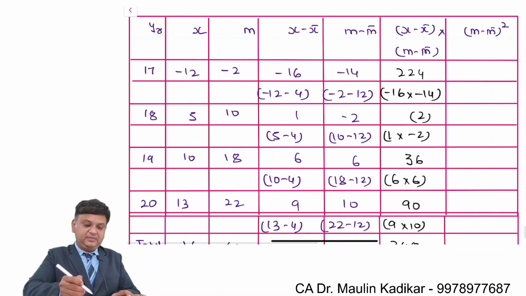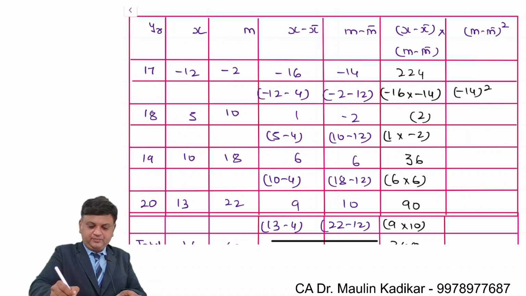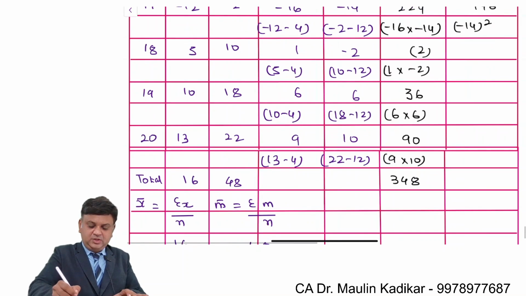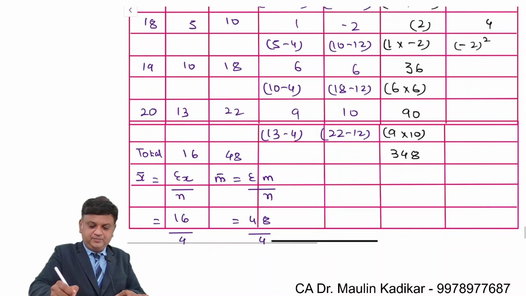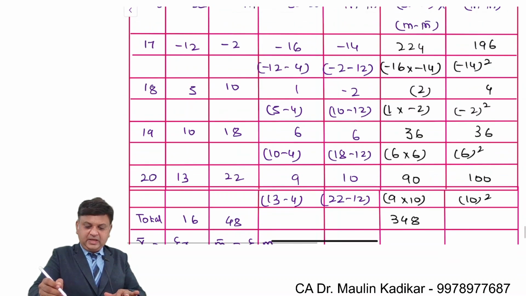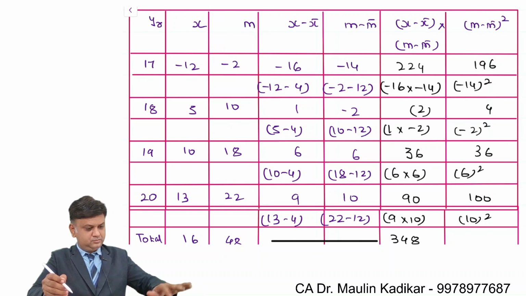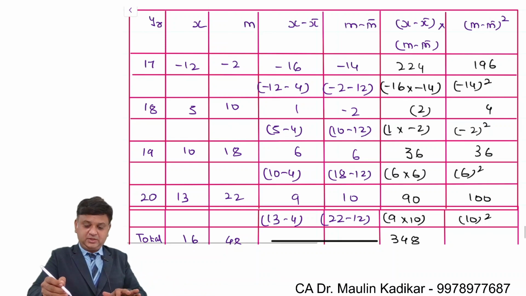Next is m minus m bar whole square. In that case, square of negative 14, that is 196. Square of negative 2, that comes to positive 4. Square of 6, 36. Square of 10, 100. And with that, the total comes to 336.